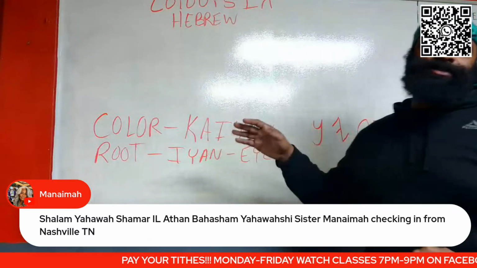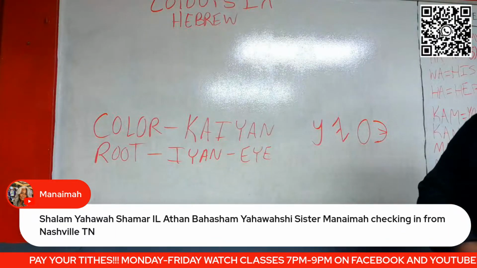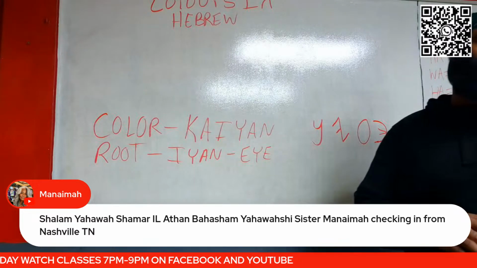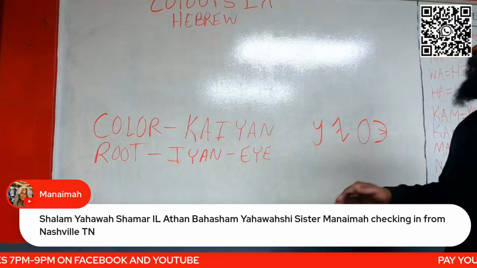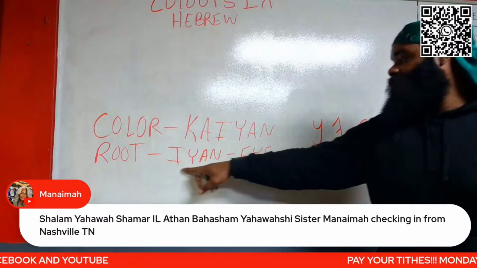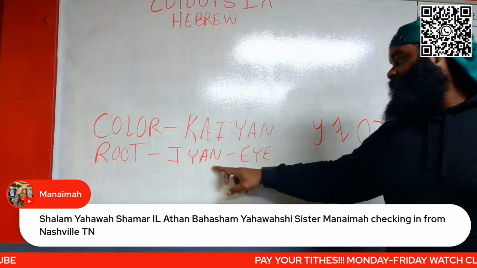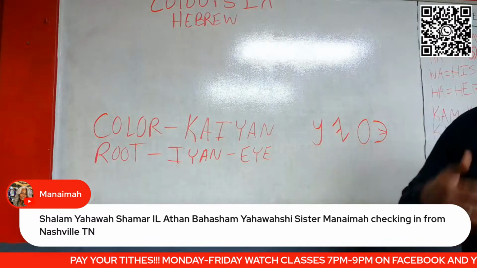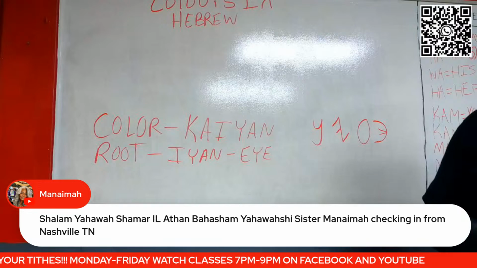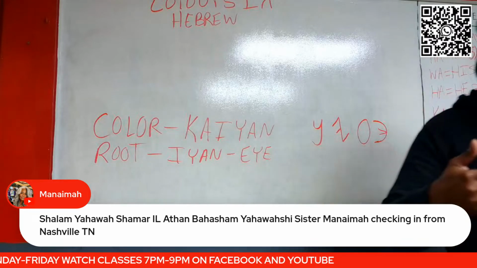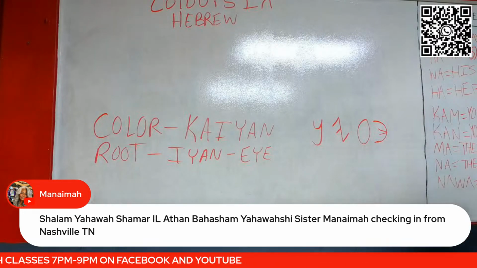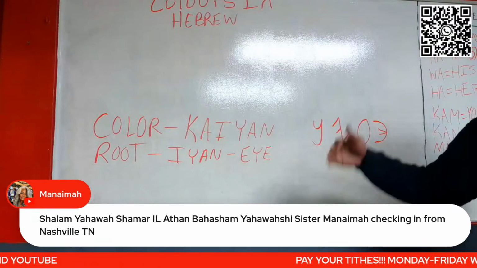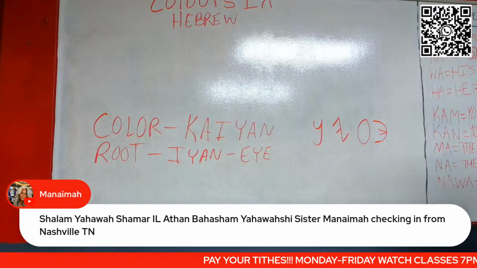How you say the word color in Hebrew is ka-ayan. That's how you say the word color in Hebrew. And the root word is ayan, which I have right here. Ayan means eye. So you have to use your eye to see the color. You won't know what color it is unless you use your eye. So that's why the root word ayan, which means eye, will be the root of ka-ayan.